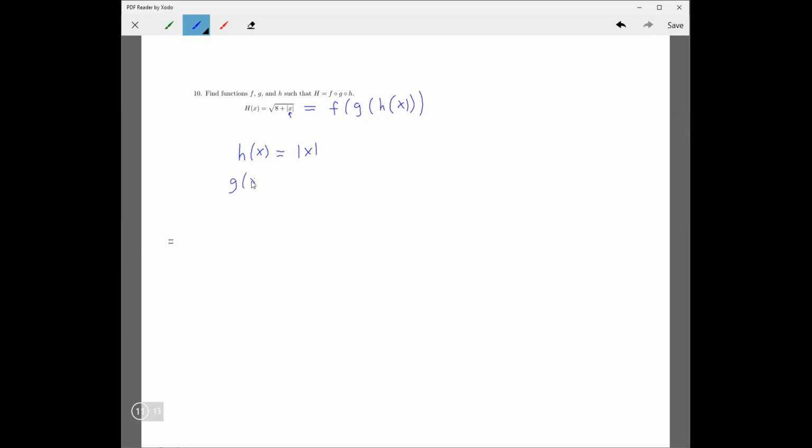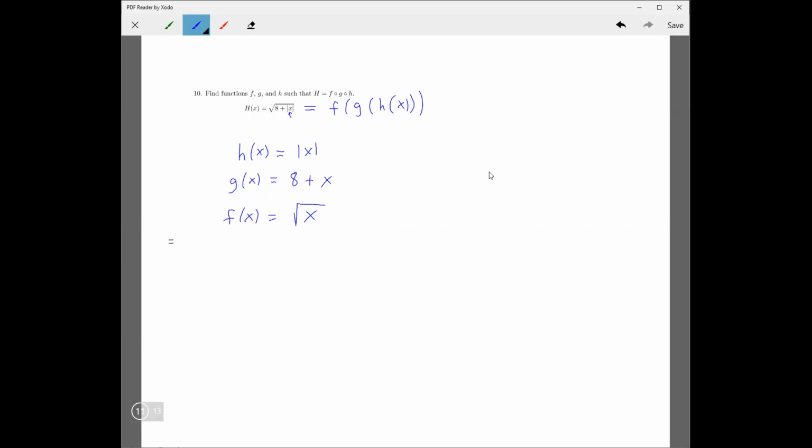Okay, and then g of x, you could let that be 8 plus x. Okay, because if this x just replaces absolute value, that's g of h of x. And then f of x would just be the square root of x. Okay, so the outermost function is just taking the square root. Once you do all this stuff inside, you're going to take the square root. Okay, so that totally works.